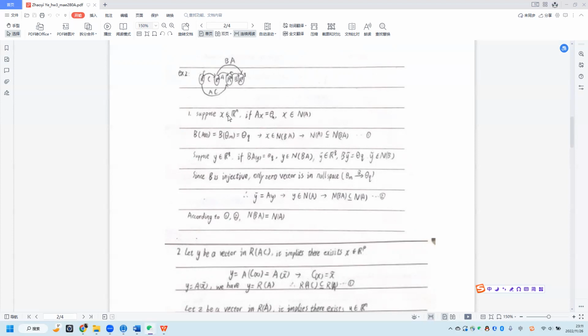So we suppose that x belongs to Rn. When x belongs to the null space of A, we have Ax equals theta m, which belongs to Rm. And by applying B to Ax, we have theta m, and we get theta q, which shows that x belongs to the null space of BA. So we can prove that the null space of A is a subspace of the null space of BA.